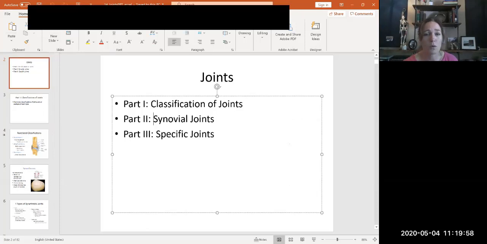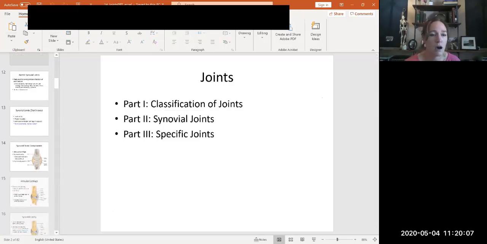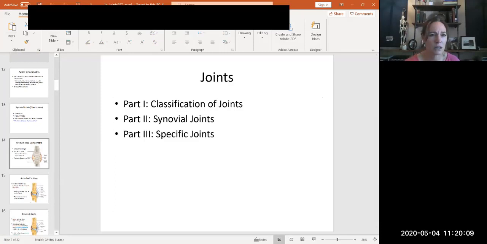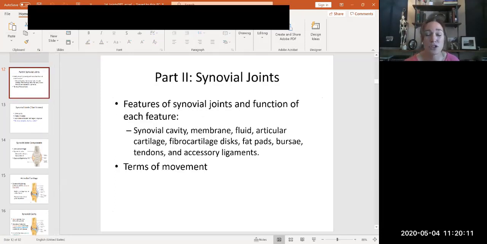So in part 2, we'll dive down and go more specifically into the synovial joints. You should know the components of those synovial joints. So you should know the features, that means the components. It's made of a synovial cavity, a membrane, synovial fluid. It has articular cartilage. You should know what type of cartilage that's made of.